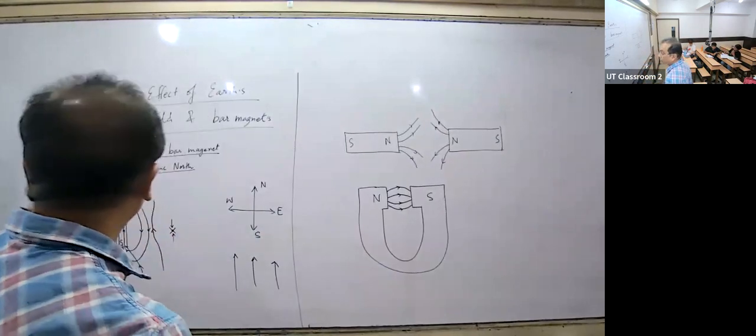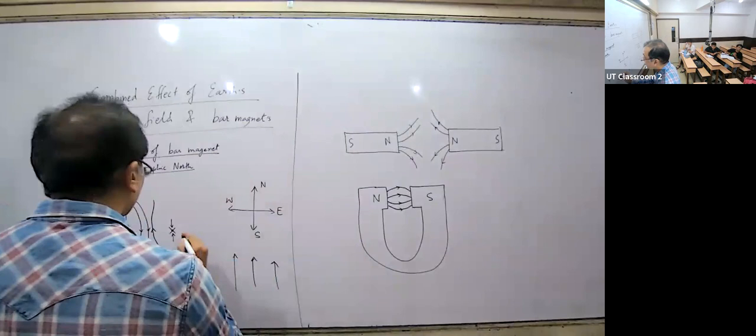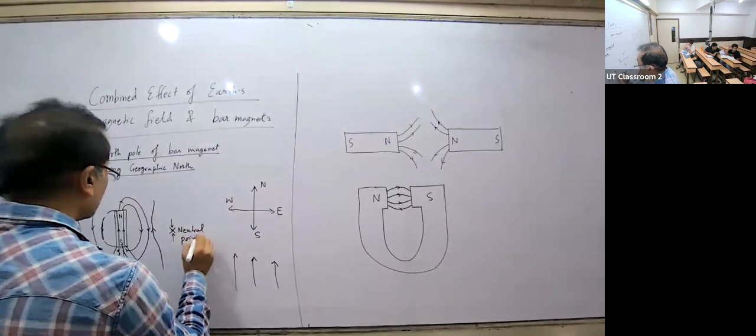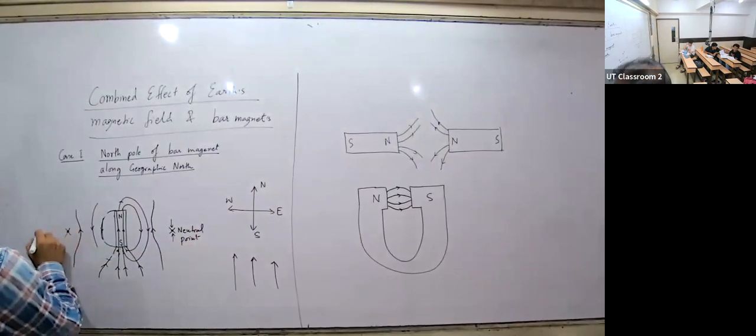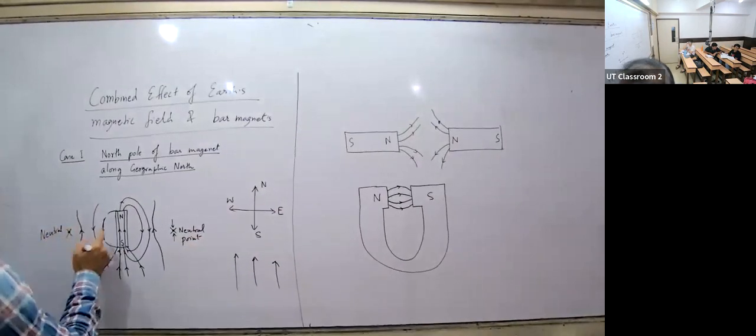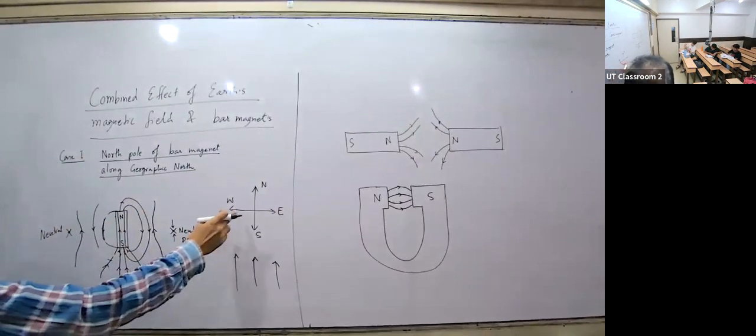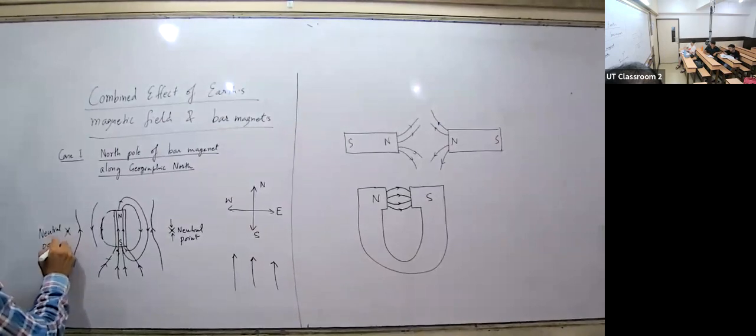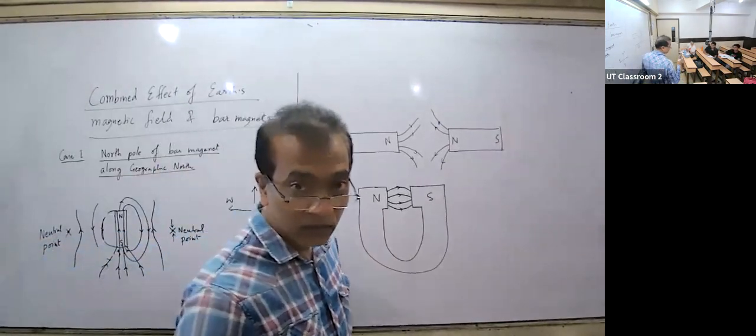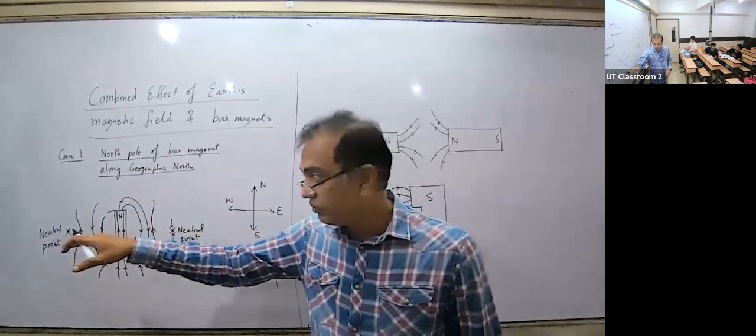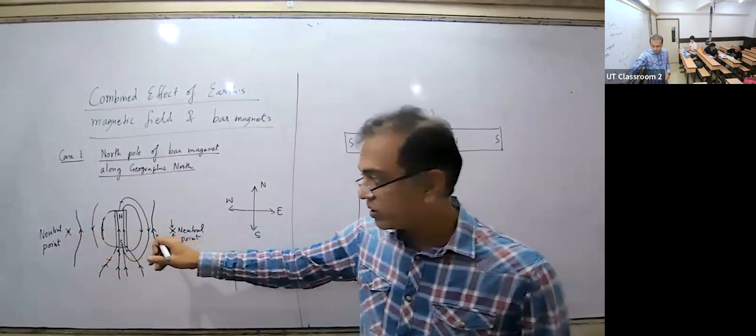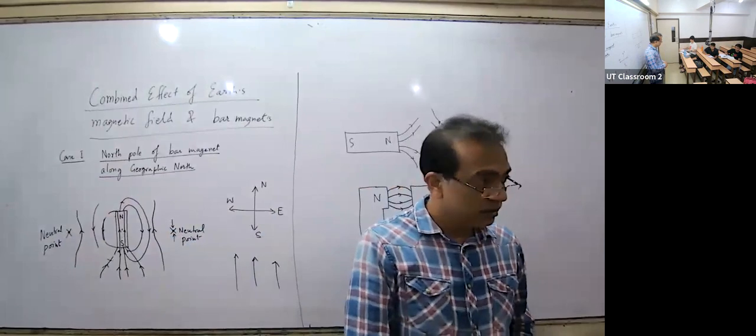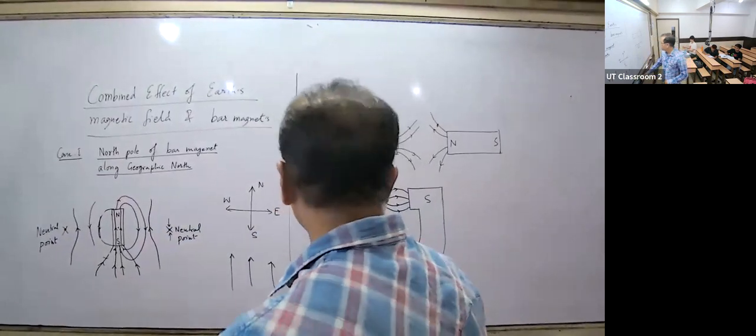So let me just give you the concept of the neutral point. This is N. The kind of question asked is, where are the neutral points when the north pole of the magnet is right along the geographic north of Earth? So the neutral point is along the line which passes perpendicularly through the midpoint of the magnet and is perpendicular to the magnetic axis. Is it clear? So where is the neutral point right now?